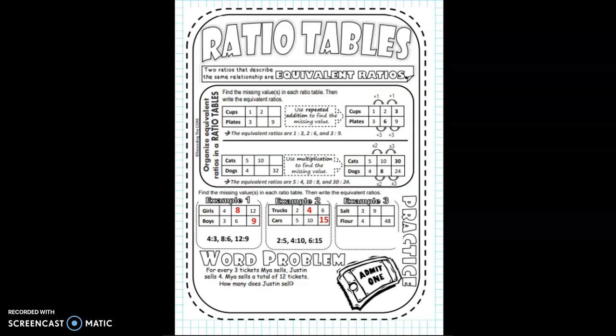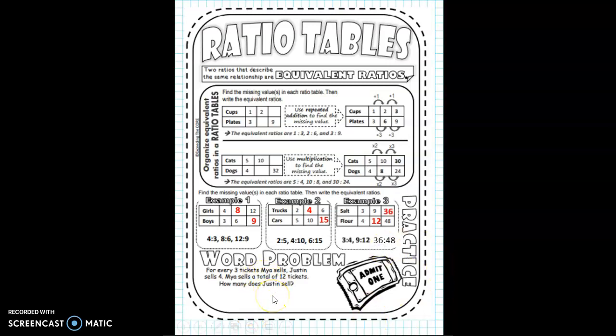Example 3 is salt and flour with a ratio of 3 to 4. What do I do to 3 to make a 9? Times 3. 4 times 3 is 12. What do I do to 4 to make 48? Times 12. So 3 times 12, 36.